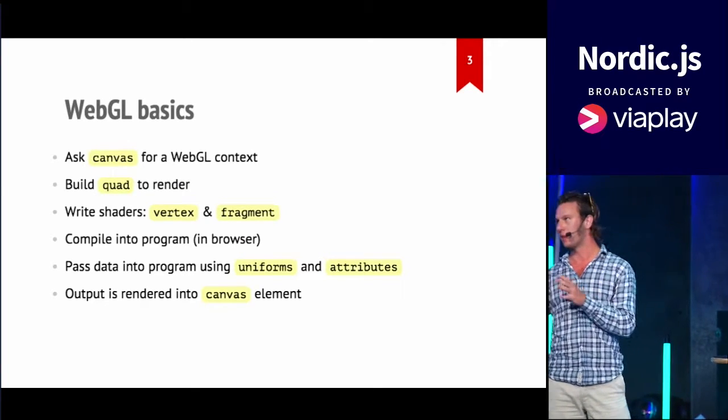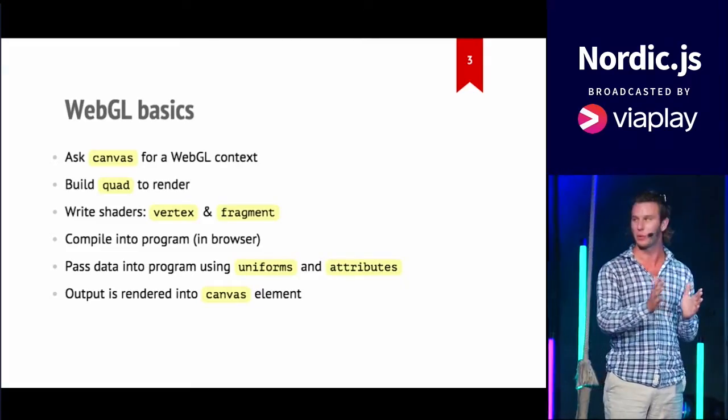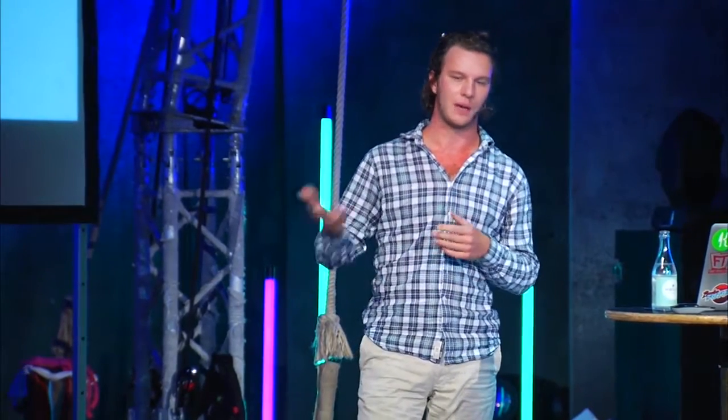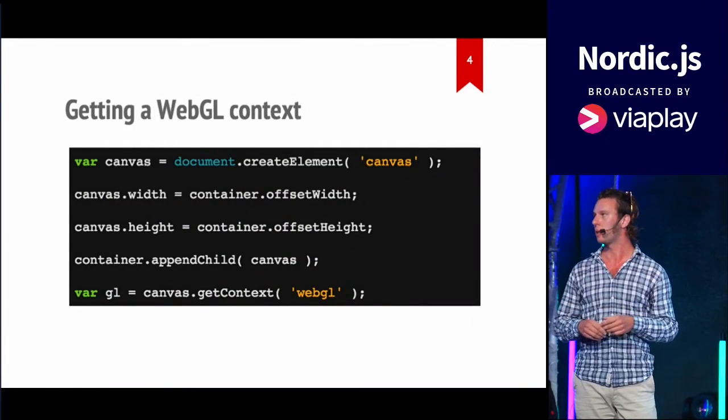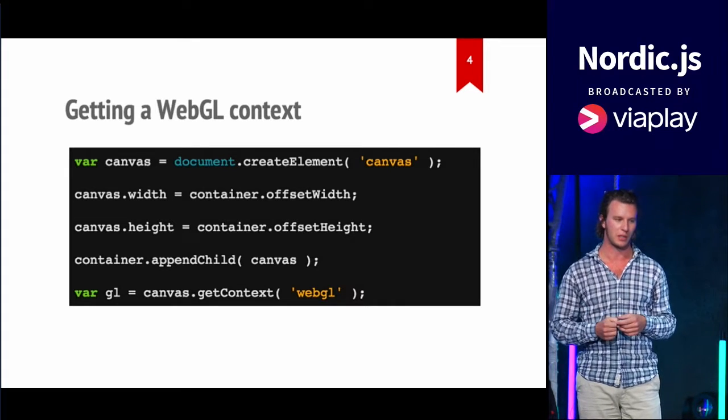OK, that probably felt like a bit of a steam train hitting you in the face in terms of information. So I'm going to break it down a bit and see if I can get some more of it to stick. Creating a canvas element should be reasonably familiar to you if you've used JavaScript before. You can either have it in the page or create it using document.createElement. And once you have it attached in your web page, you just ask it for a WebGL context like this.